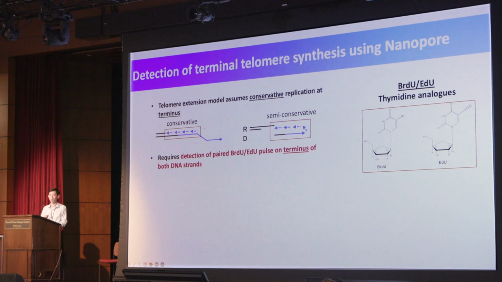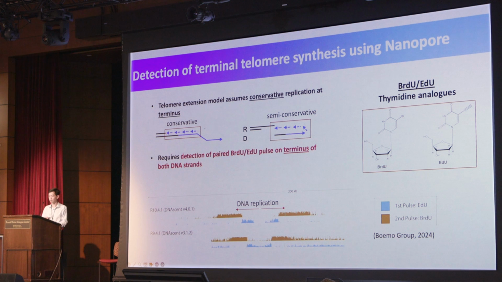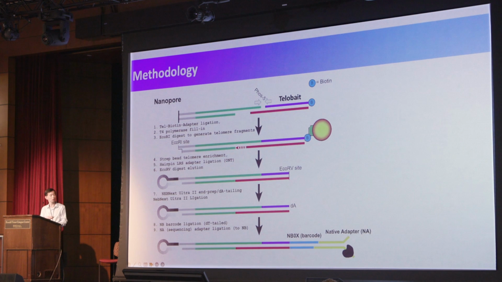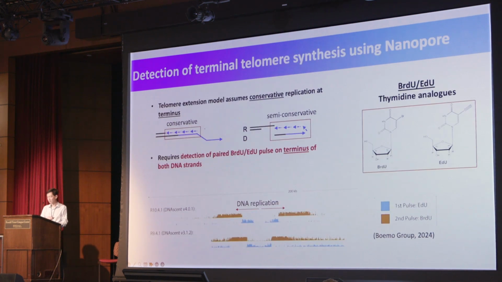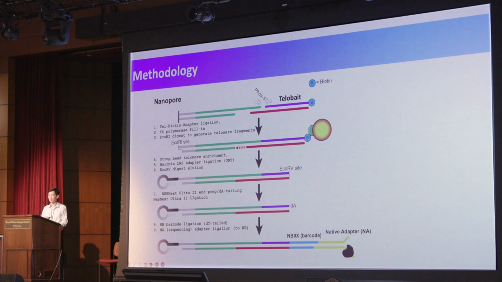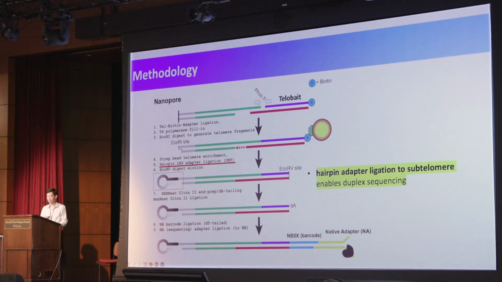This is important because, as shown earlier, telomere extension involves terminal synthesis. There's been work done in the field where people have looked at DNA replication in general using nanopore sequencing. This is done by the Bomo lab. They can actually pick up BrdU, distinguish it from EdU at replication origins shown there, and they call it DNAscent. I'm going to apply this in combination with my method, which I call telobait enrichment.